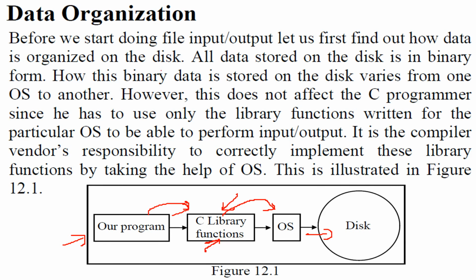So the data is stored in the disk. It is actually in binary form. How this binary form is stored in the disk depends on the operating system. But for a C programmer, for us, it doesn't matter. Why? Because we are using the library functions and we are using the capabilities of the operating system to perform the input output. So it is the compiler vendor, it can be any compiler from any vendor. It is the responsibility of this compiler to correctly implement these library functions and also take the help of the operating system.